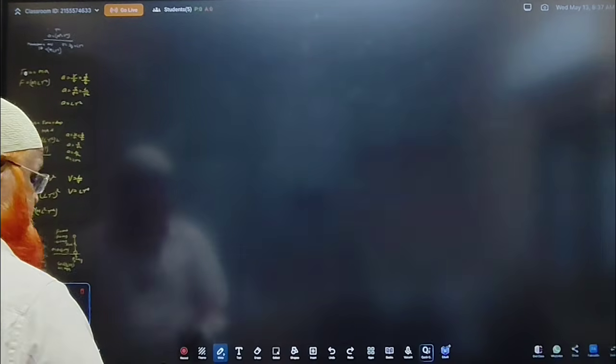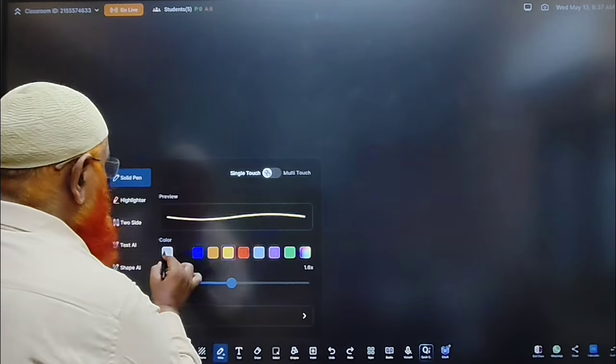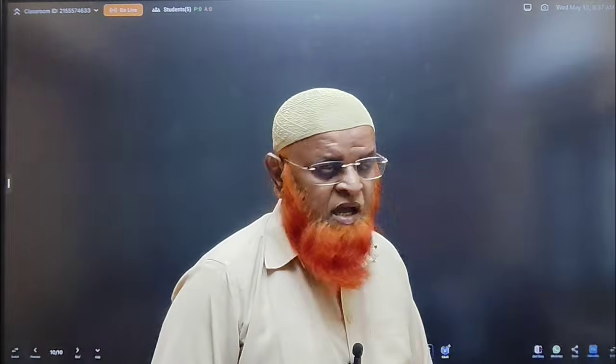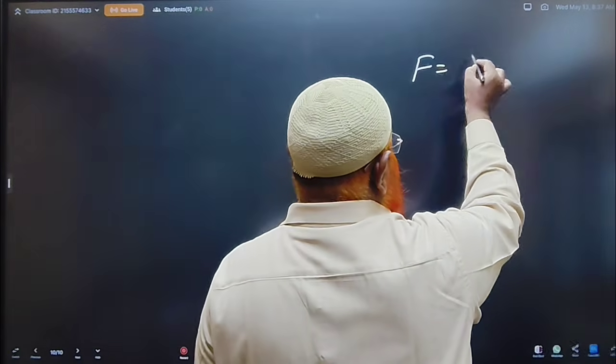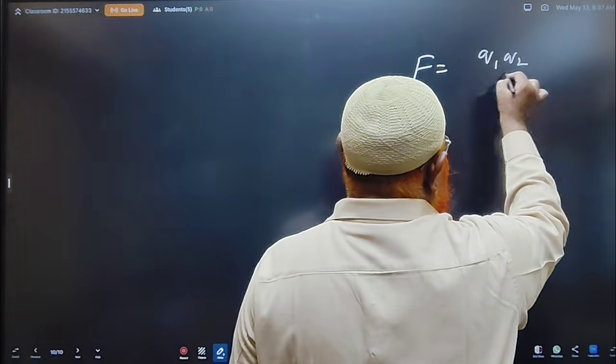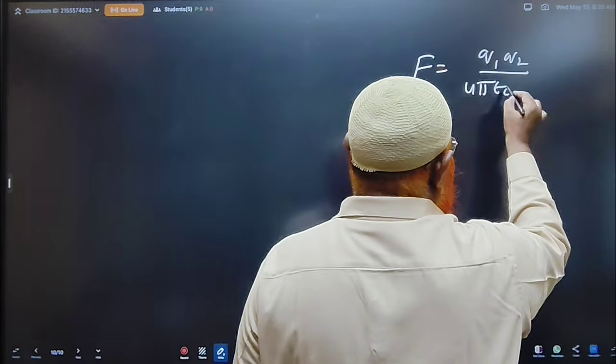If we briefly know where permittivity originated from, its history, it's easy to remember, you know. So what is this permittivity? You know force is nothing but q1 q2 by 4 pi epsilon naught into r square.